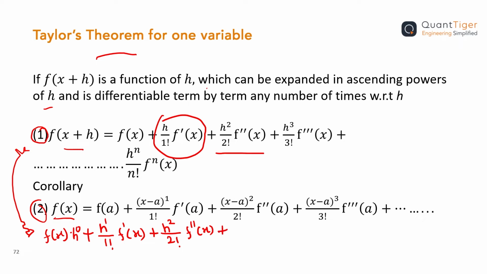Now again I will keep increasing the h power. h cube it will become, जितनी भी पावर है उतना ही फैक्टोरियल है उतना ही डिफरेंशिएशन है. So 3 factorial, triple differentiation of f of x, and we will keep going on till we get the required result. So this is how we will write Taylor's theorem when the given function is in the form of f of x plus h. So it's quite simple and easy to write.